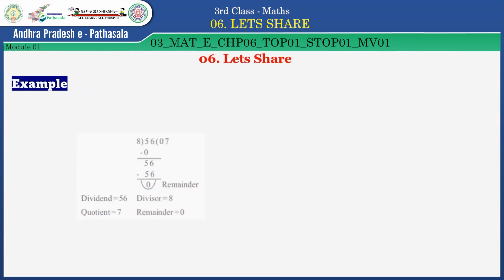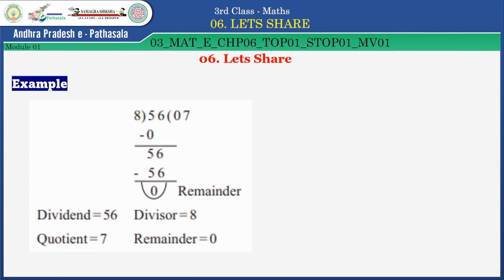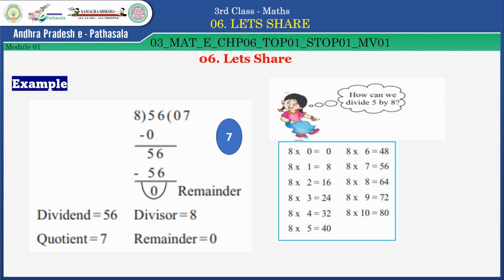See the example. 56 divided by 8. In the 8 table, 8 zeros are 0. 5 minus 0 is 5. Now the number is 56. In the 8 table, 8 sevens are 56. 56 minus 56 is 0. The remainder is 0.